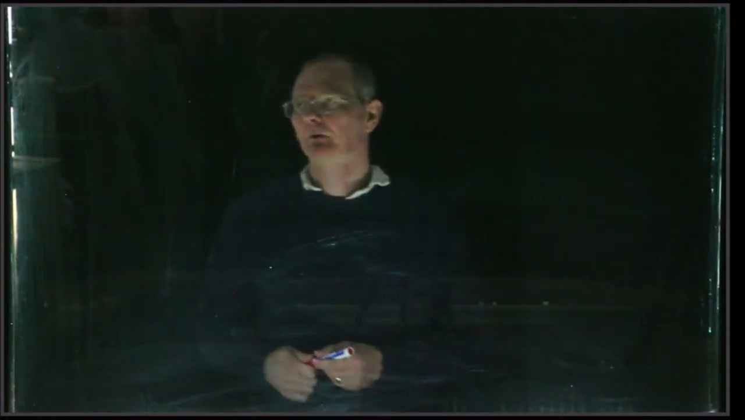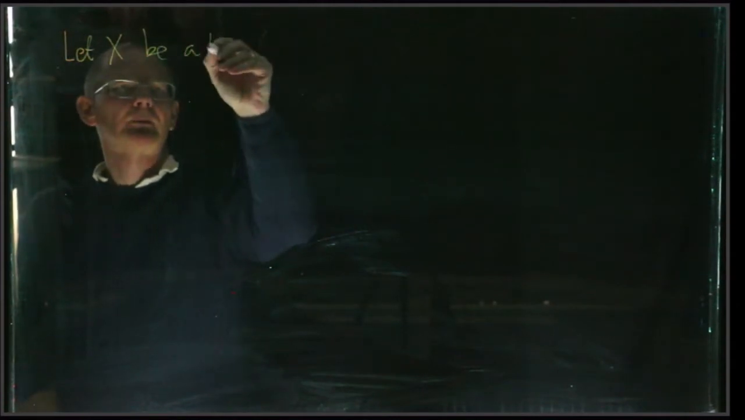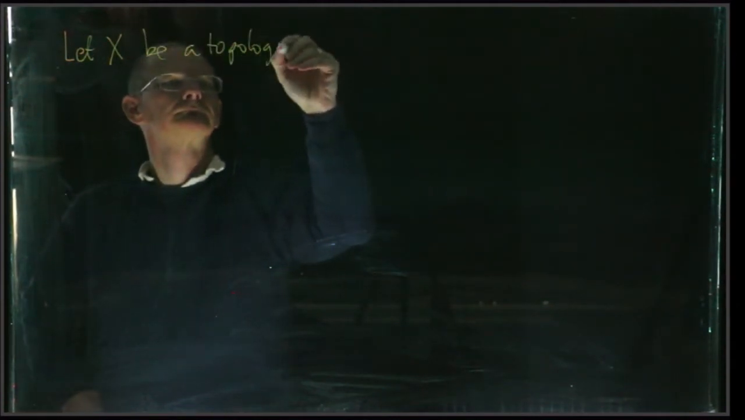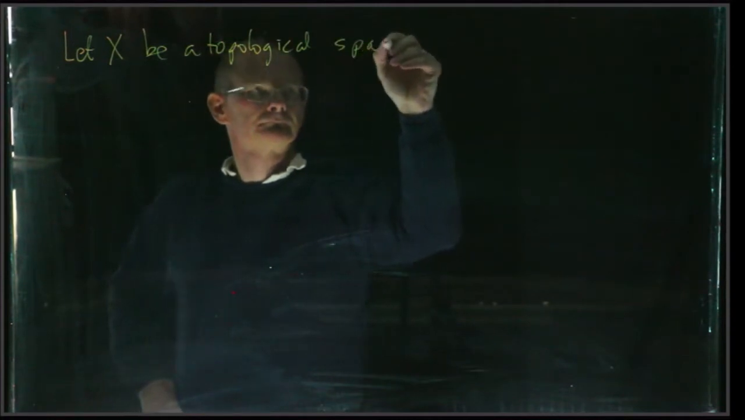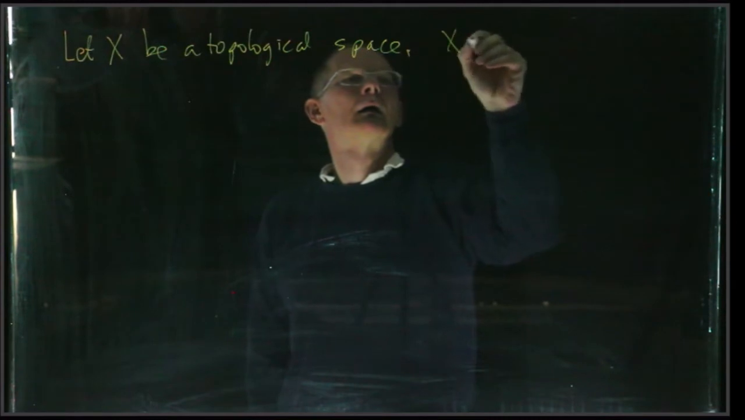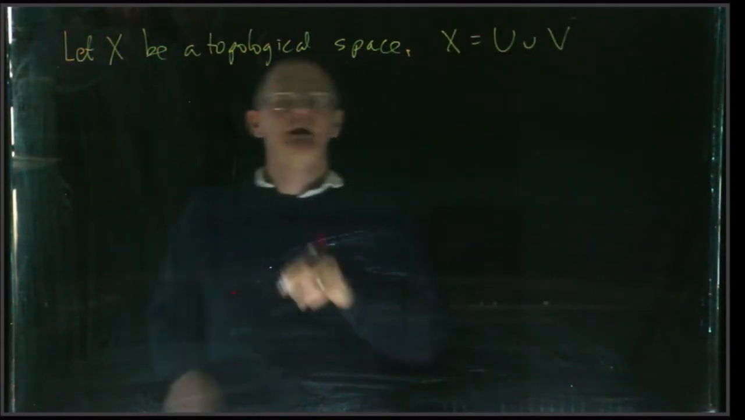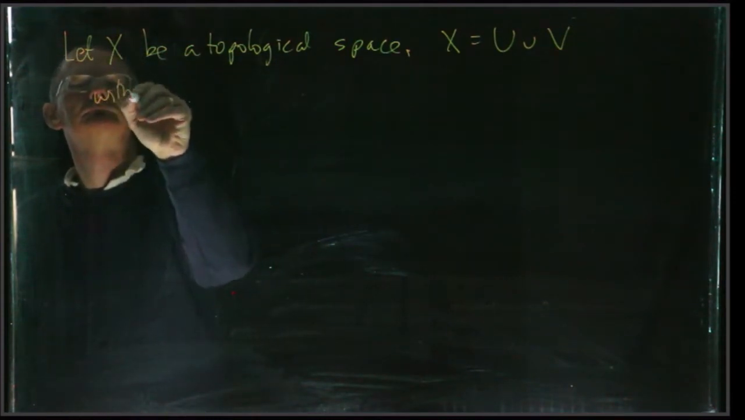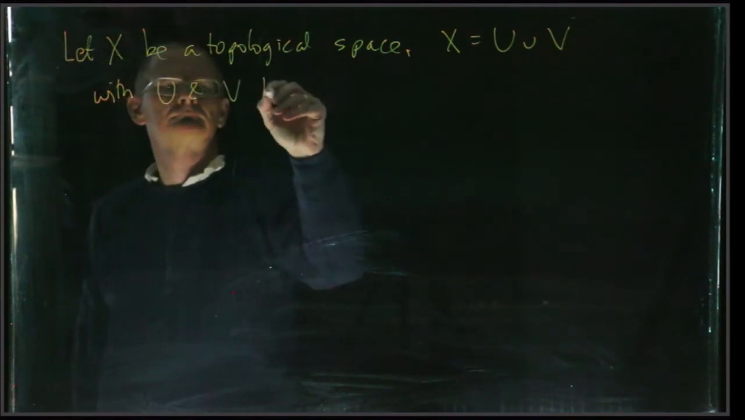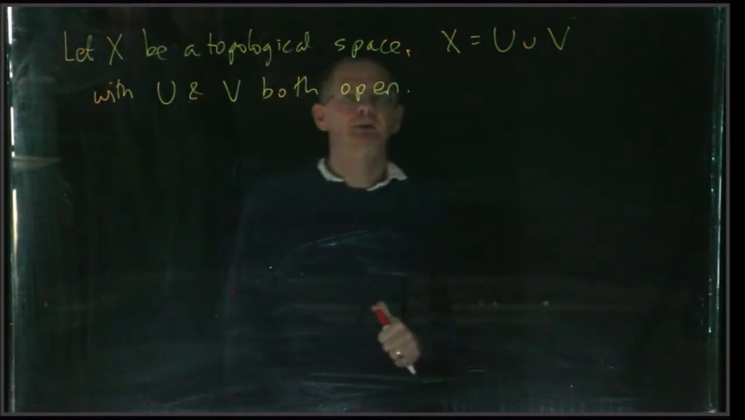Okay, so in this video we're going to construct the Mayer-Vietoris sequence. So let's recall the basic setup. Let X be a topological space, and we're going to suppose it's a union of two subspaces, U and V. U and V are both open.